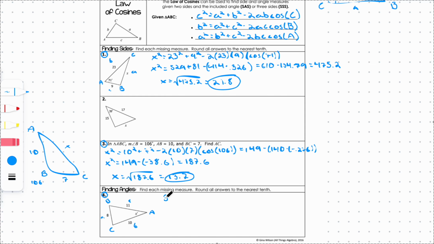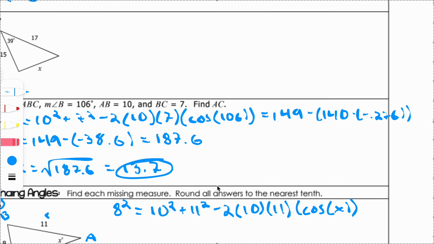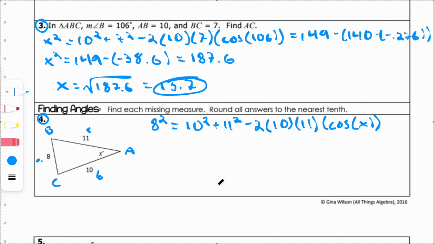So I'm going to say 8 squared equals, and then we have those other two sides squared and added. So we have 10 squared plus 11 squared. And then we do minus 2 times both of those sides, so 2 times 10 times 11 times cosine of that angle we're trying to solve, so cosine of x. Okay, great. Now we have this equation written out.